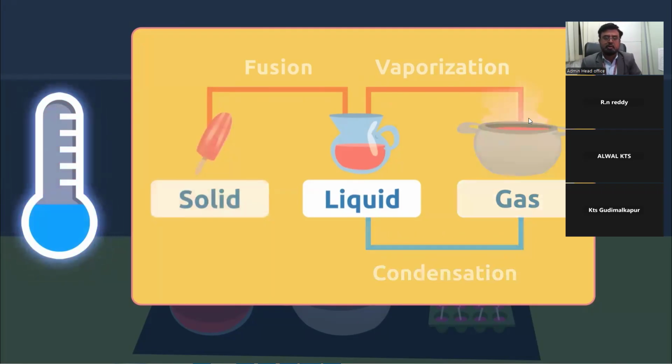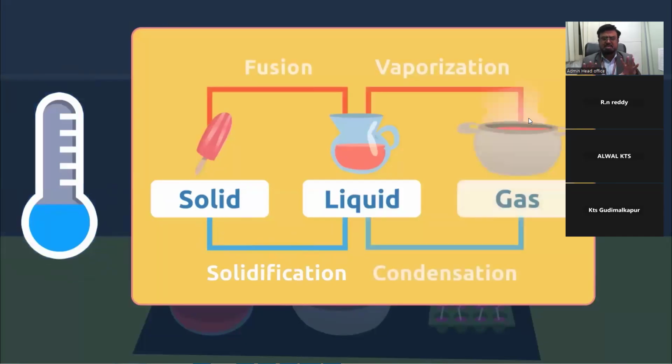Freezing. If we freeze liquid matter, it will become a solid. This process is called solidification, or freezing. Simple. Please understand, and everything will be clear.